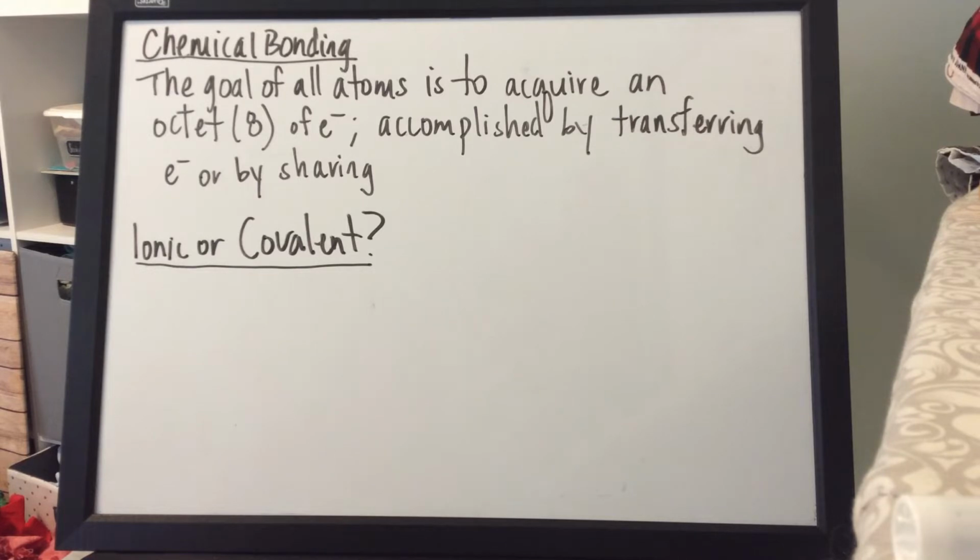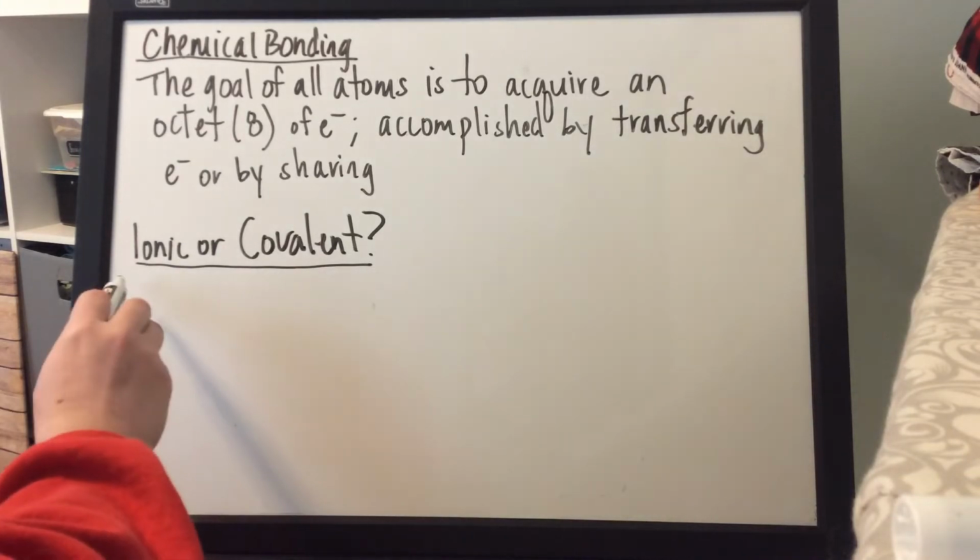And so this idea of acquiring an octet of electrons can be accomplished 2 ways. And this is a pretty big deal. The first way is by transferring electrons, which means somebody gives an electron and somebody takes an electron, or by sharing electrons. And so that's the second way. So the first way is transferring or giving and taking, and the second way is sharing electrons. And that's the difference in the 2 types of bonding that we discuss, which are ionic bonding and covalent bonding. So the next heading on your paper says, well, how do I tell if it's ionic or if it's covalent?